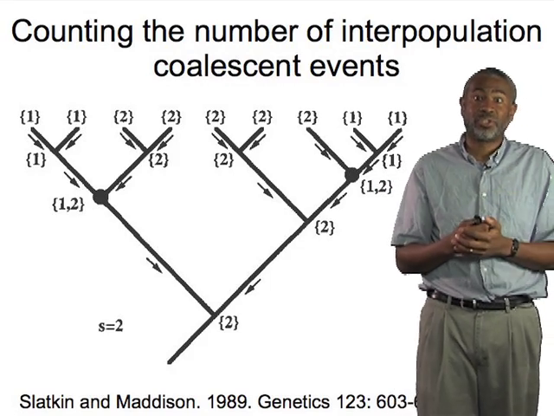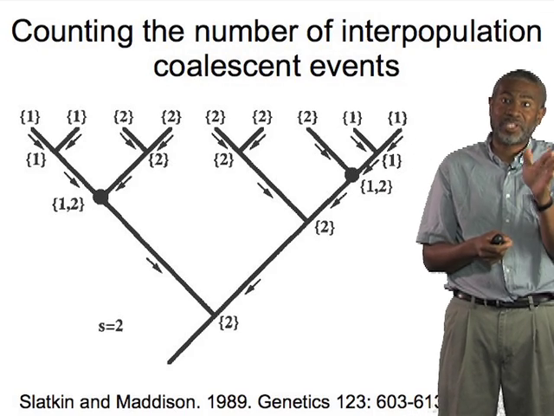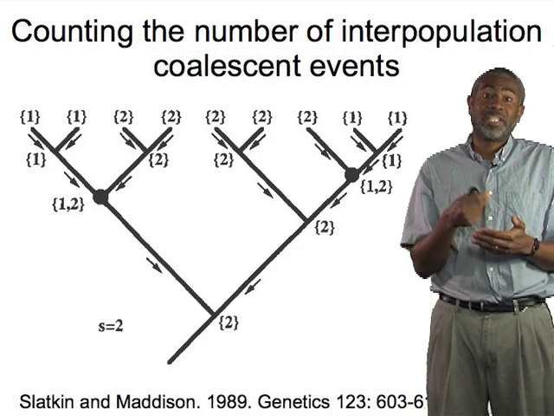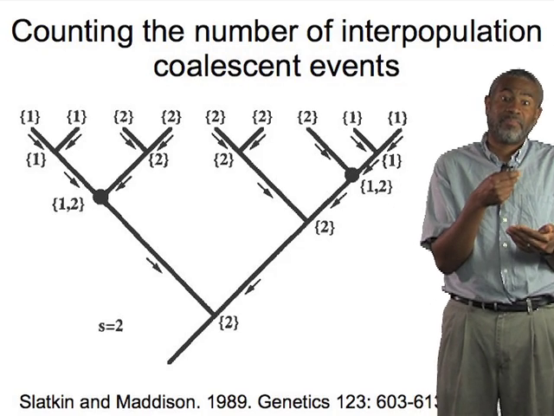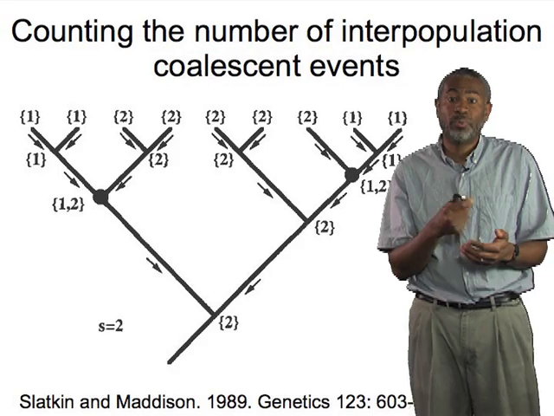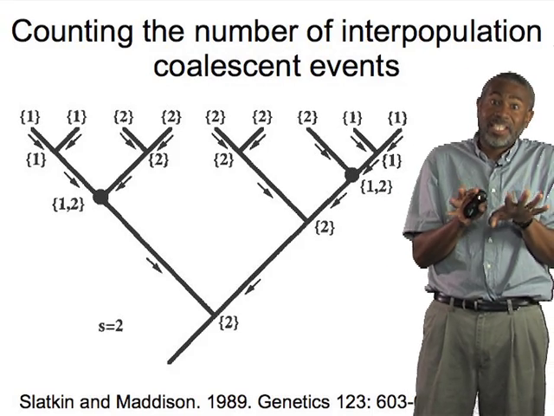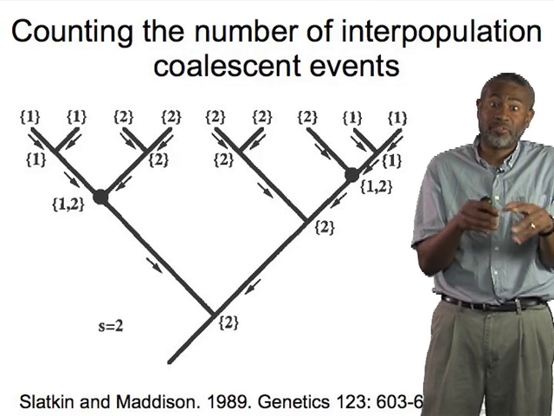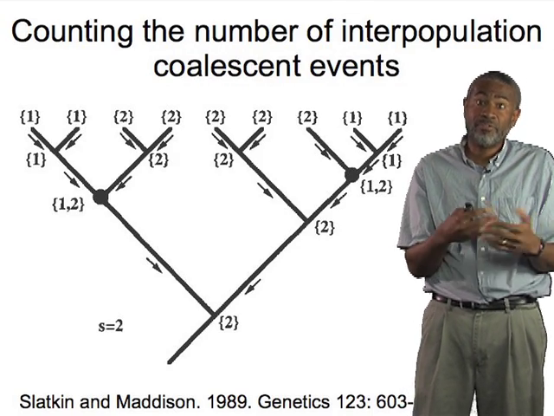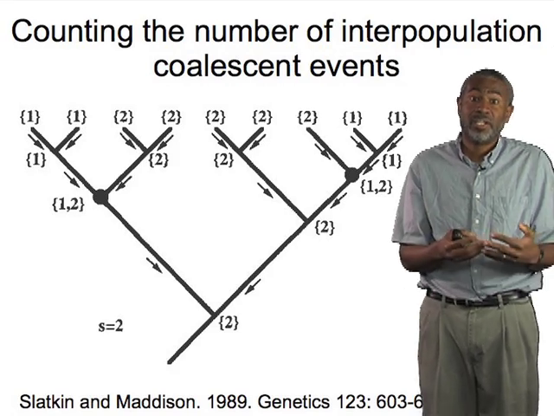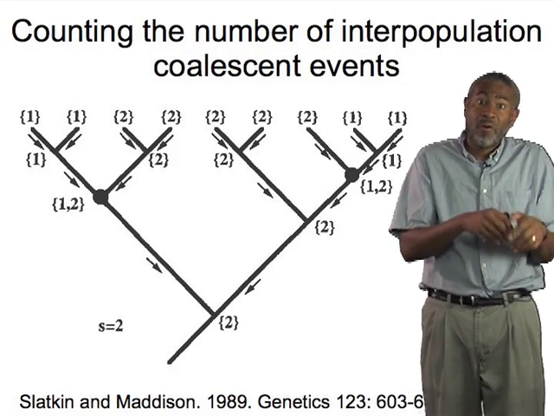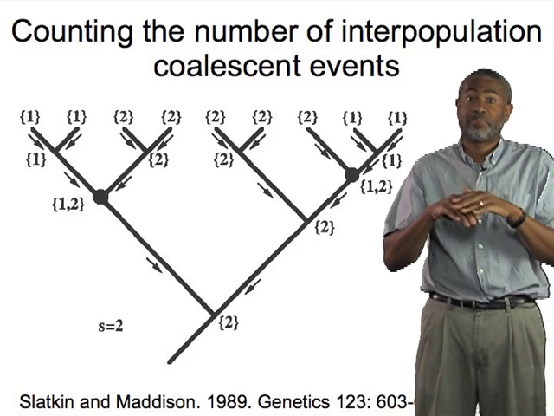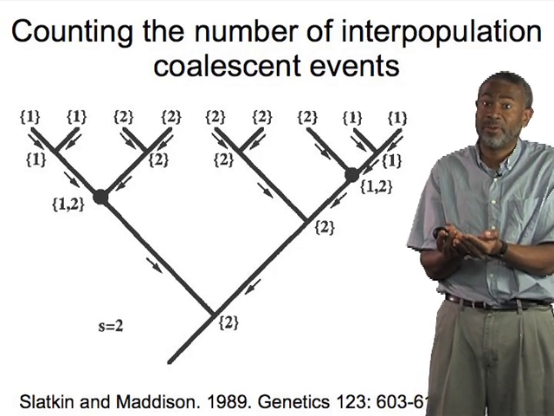So again, here's a gene tree. You can see the labels at the top of the tree. Those are the population from which the allele was sampled, population 1 and population 2. You can see that this tree is not restricted to the species boundaries. There are some alleles from population 2, for example, that are more closely related to alleles from population 1. All of the alleles from population 1 don't cluster together, and all the alleles from population 2 don't cluster together.